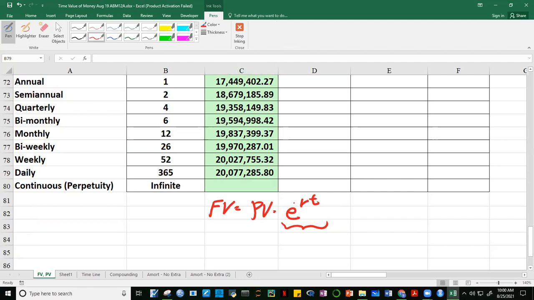Paki-chat nga kung nagamit nyo na dati sa algebra or sa ibang subjects nyo yung number na e. Paki-chat please. Euler's number. Saan nyo ginamit? Anong subject? Would you recall, guys, kung anong subject nyo ginamit? Econ ba or algebra? Okay, good. So familiar na pala kayo sa e, no?